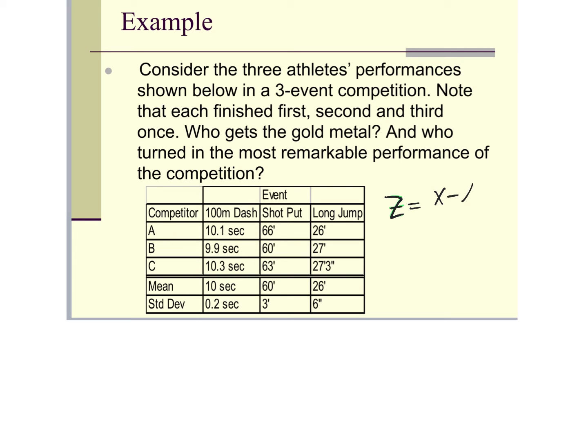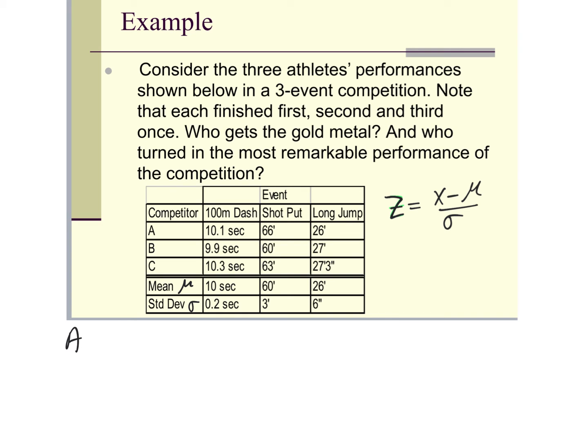equals x, my sample, minus the mean divided by the standard deviation. Now this mu is the mean and sigma is the standard deviation. Okay, that's our abbreviation in Greek letters. And there's mu and x bar. X bar would be a sample mean. X bar is the mean of all 100-meter dashes recorded for, like, Olympic or whatever that level would be. So I'm going to calculate the z-scores for competitor A, and then I'm going to have you pause the video and calculate the z-scores for competitor B and C, and then we'll come back together and talk about who actually won.